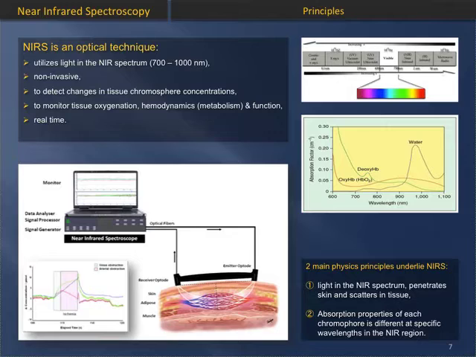Another receiver optode collects the remainder of the light, and photon counting hardware compares the emitted and the received light. Based on that, using a mathematical algorithm, it is translated to the concentration of the chromophore inside the tissue. So it is visualized like this in real time.